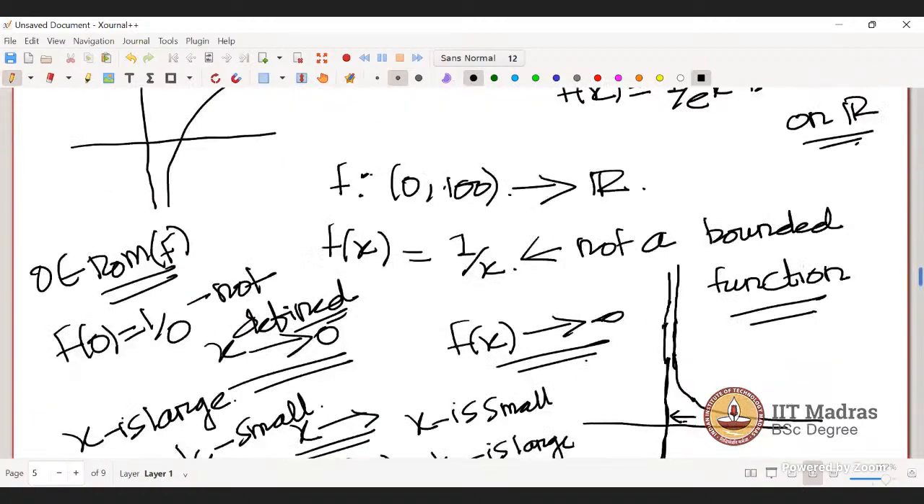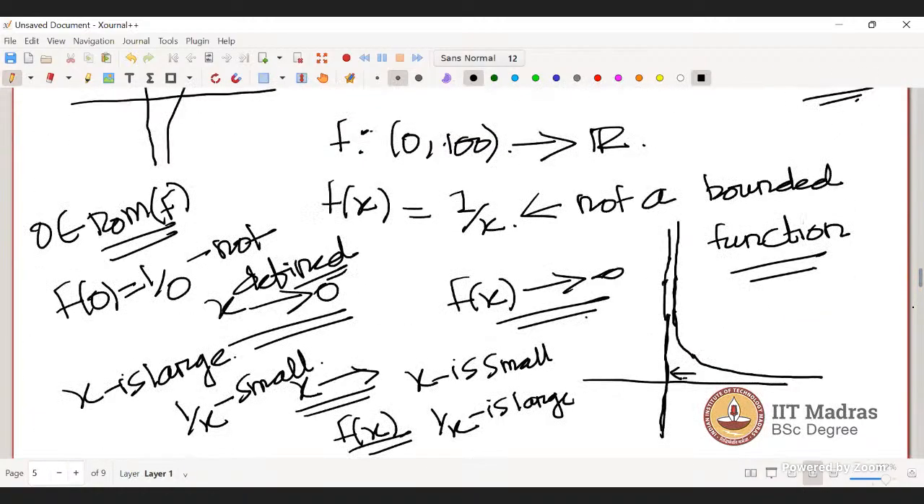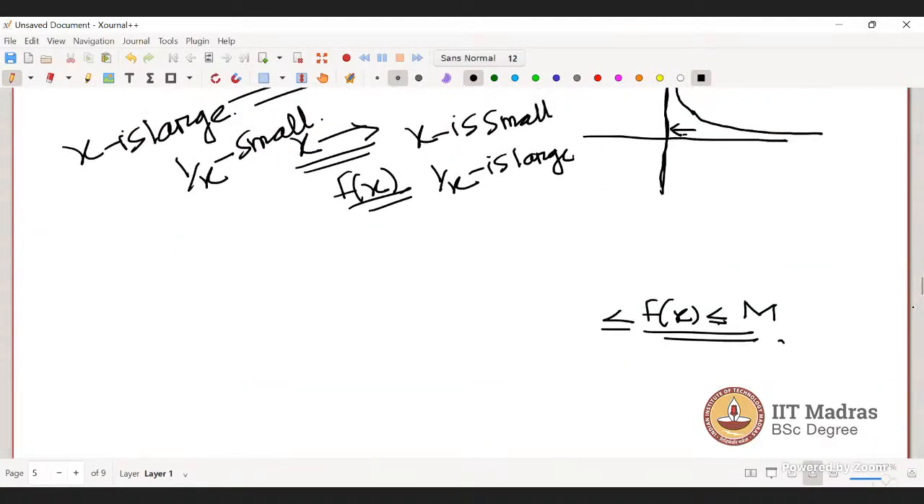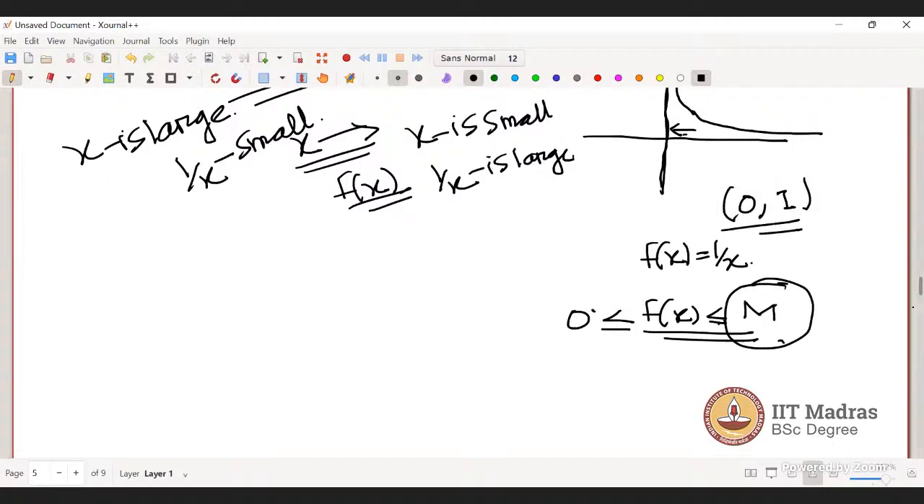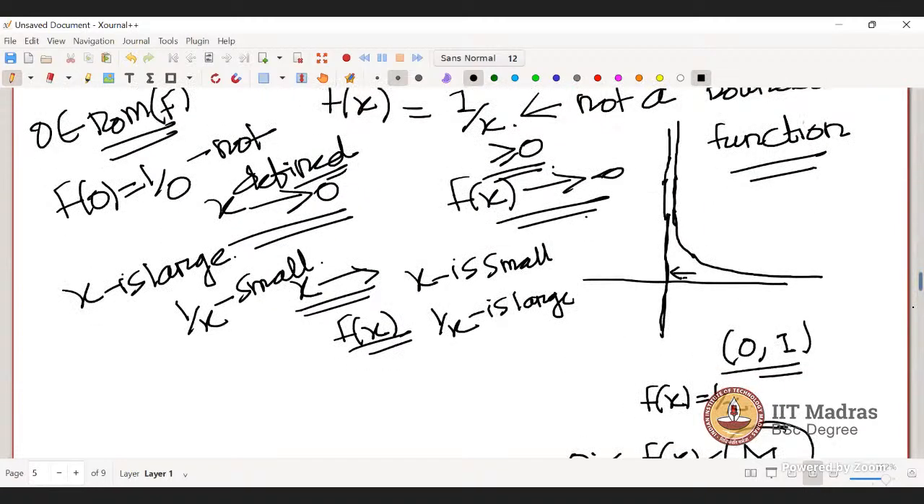Certainly this function has a lower bound, right? This function is always greater than or equal to 0. But this function, f of x equal to 1 by x, doesn't have an upper bound in the interval 0 to 1. As you can see, as x goes to 0, the value of the function goes to infinity.